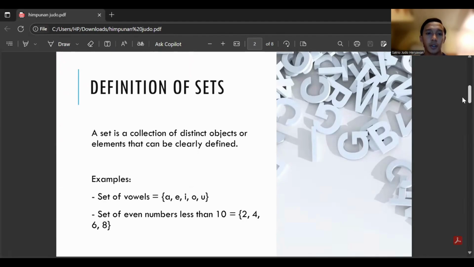Okay, definition of set. A set is a collection of distinct objects or elements that can be clearly defined. Example, set of vowels: A, E, O, U. Set of even numbers less than 10: 2, 4, 6, 8. Okay, next.